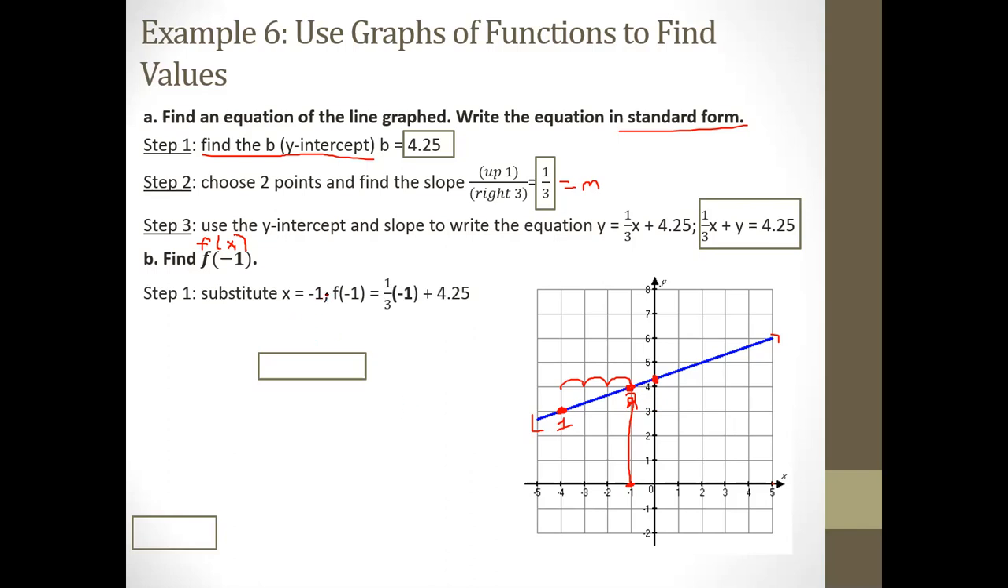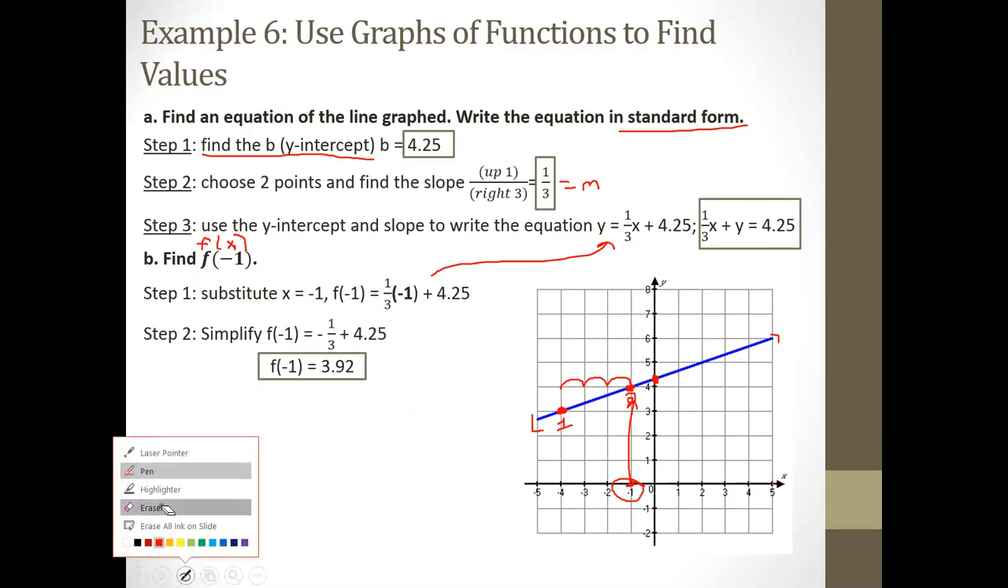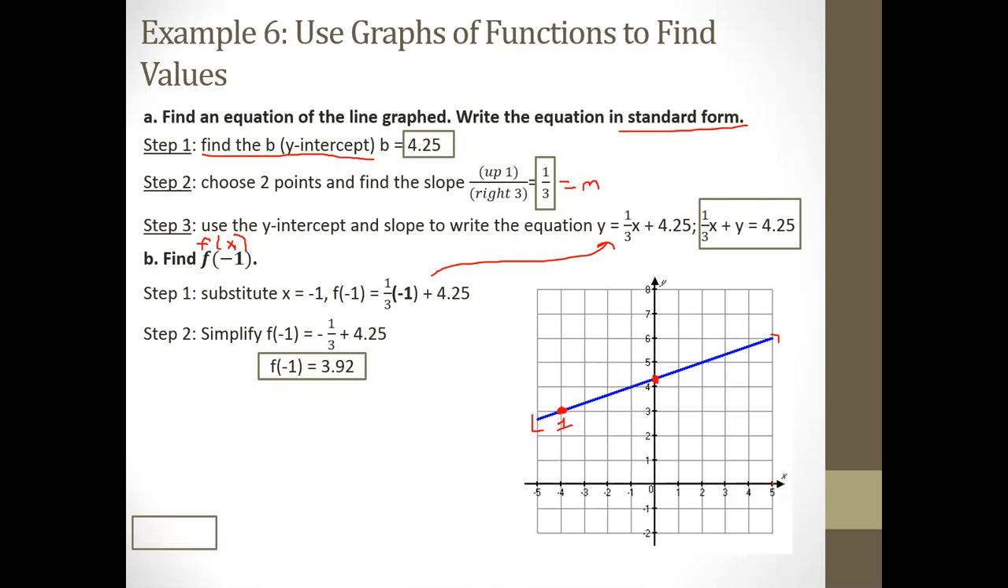So you can also substitute -1 for x and solve using the equation that we found in step 3. So where x is, we would just substitute -1. We'll get f of -1 equals 1/3 times -1 plus 4.25. And when we simplify, we'll get 3.92. So that looks very close to what we have. Let me erase some of this so we could see how at that point, when we're at -1, we don't quite cross exactly at 4. We're really close to 4. So 3.9 sounds about right. 3.92 is the value of the function when x is -1.